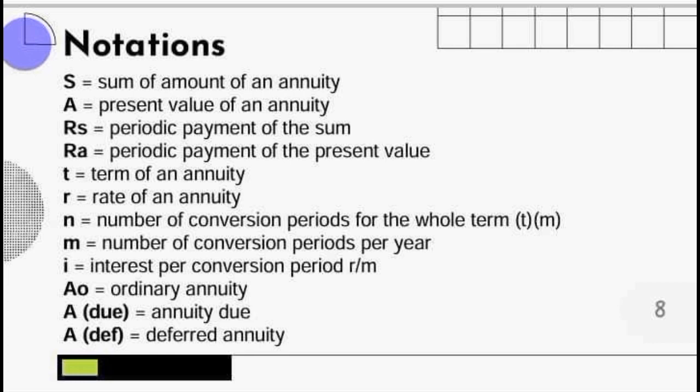Ordinary annuity. An annuity in which the periodic payments R is made at the end of each payment interval. These are the notations that we can use. S is the sum or amount of an annuity. A is the present value of an annuity. RS is periodic payment of the sum. RA is periodic payment of the present value. T is term of an annuity. R is rate of an annuity.